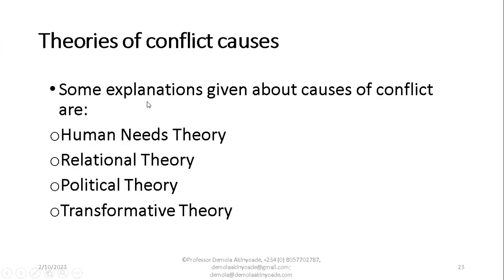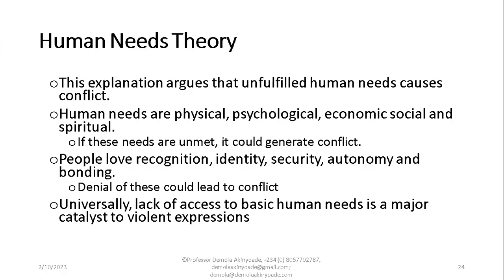Now, generally, scientists have put out some explanation about causes of conflict. We are looking at four of them: human needs explanation, relational explanation, political explanation, and transformative explanation. You see, the argument of each of these theories is different. Human needs theory says unfulfilled or non-satisfaction of human needs is the cause of conflict.